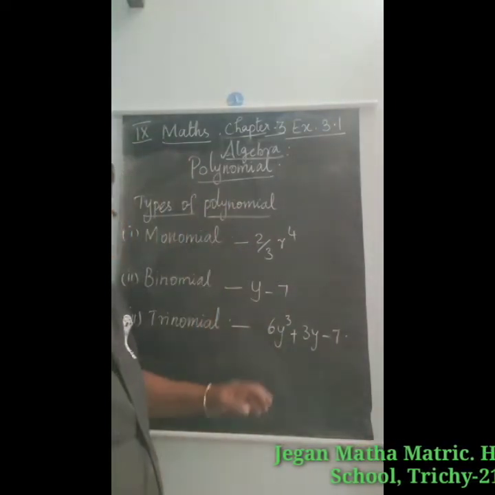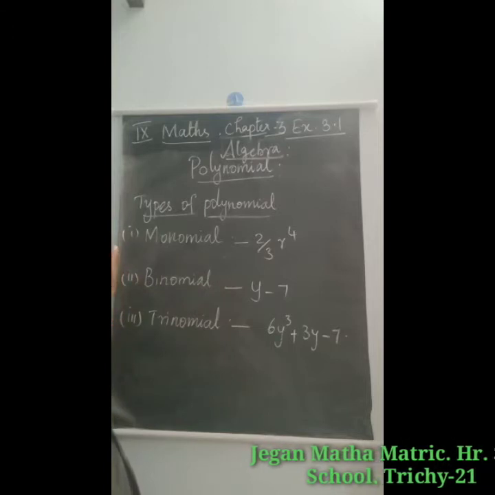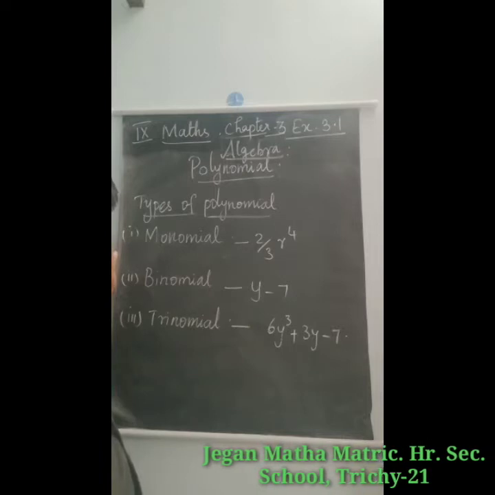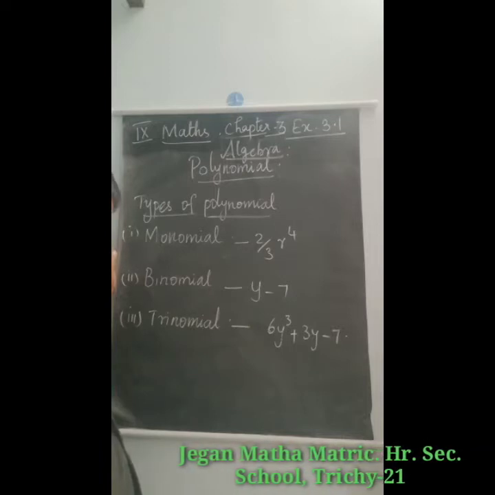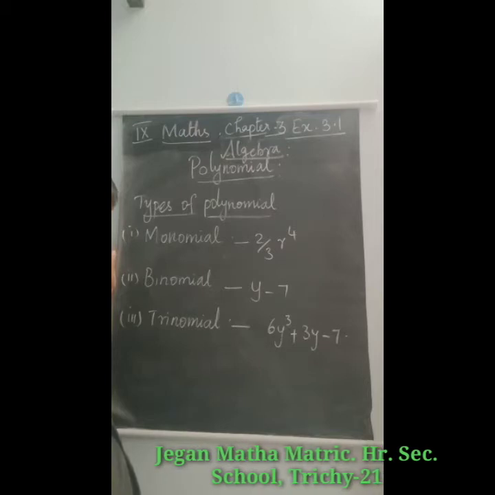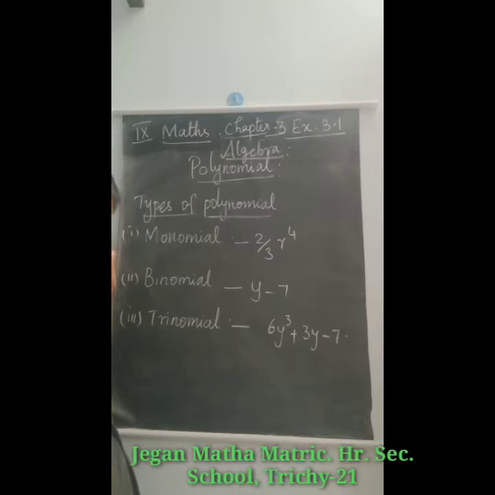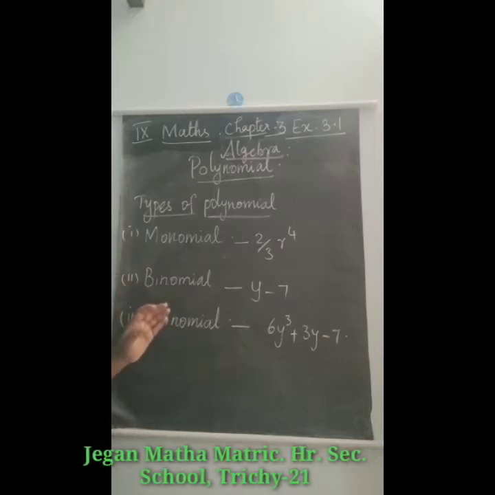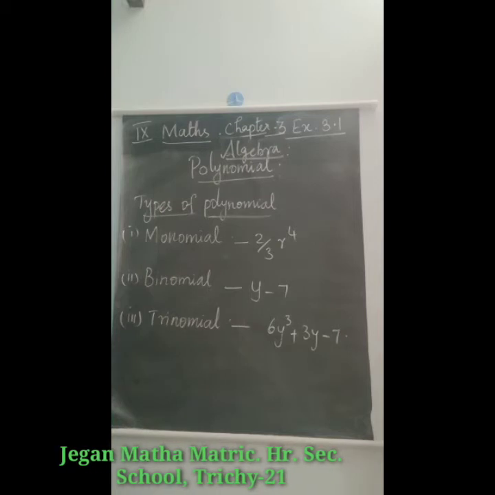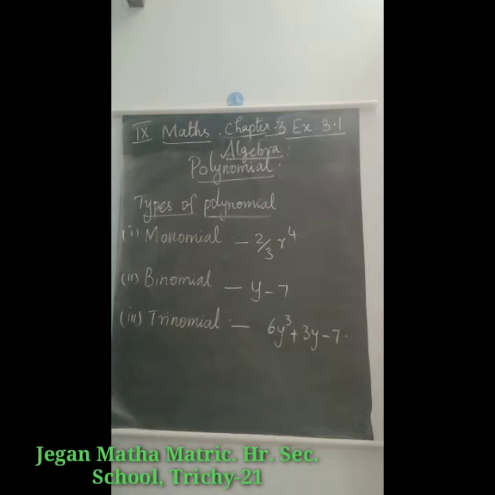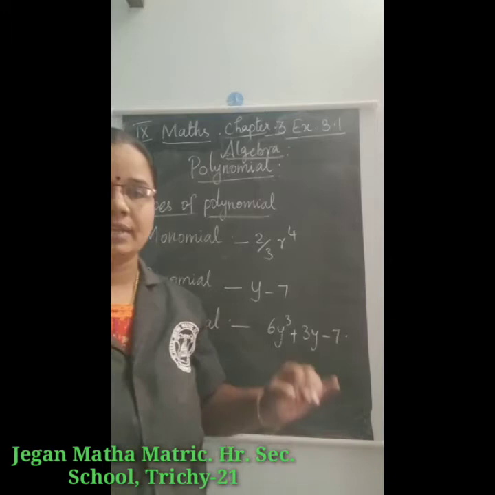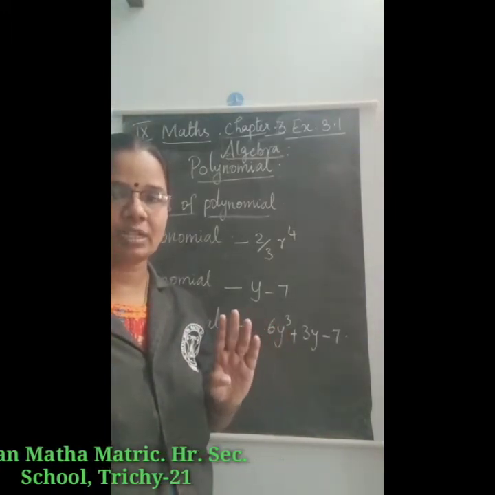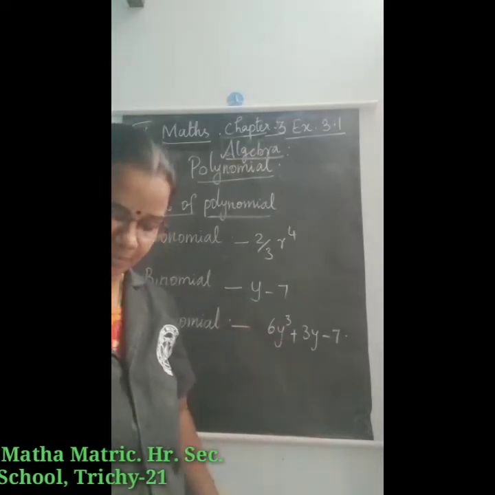A polynomial is an arithmetic expression consisting of variables and constants that involves four fundamental arithmetic operations and non-negative integer exponents of variables. Once again I repeat, a polynomial is an arithmetic expression. What is arithmetic expression? That is add, subtract, multiplication and division. That is the four arithmetic operations in mathematics.